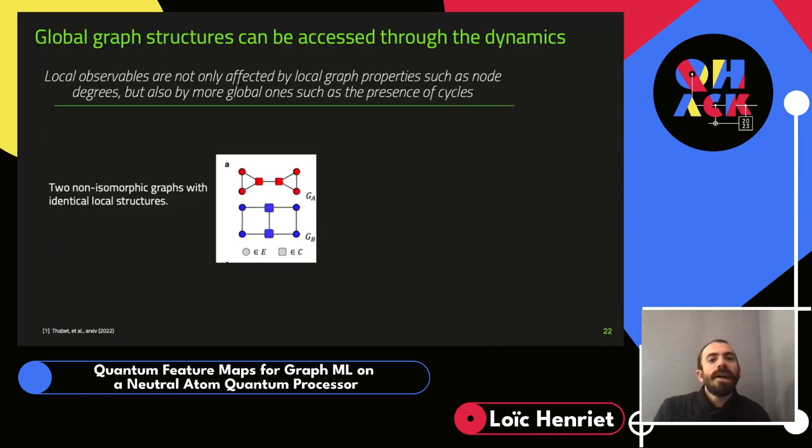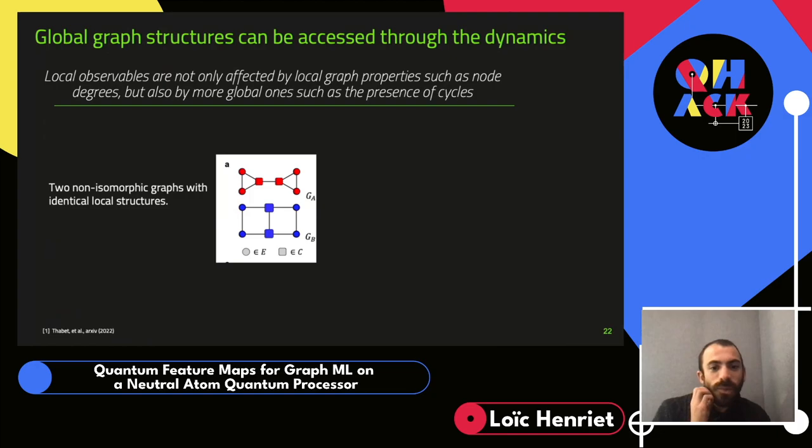So we also tried to characterize what was original in the quantum procedure with respect to classical ones. What was the key differentiator from a microscopic perspective between quantum and classical procedures? We realized that the quantum kernel is not only affected by local properties such as the node degrees, for example, but also more global ones such as the presence of cycles, even when you look at single body observables. In these graphs, the nodes can be separated into two classes according to their neighborhood. The border nodes have one neighbor of degree 3 and one neighbor of degree 2, while the center nodes have two degree 2 neighbors and one degree 3 neighbor. And it's the same for the two graphs.